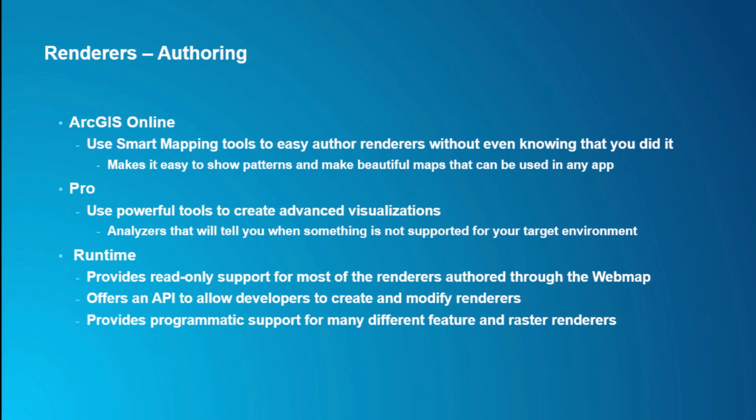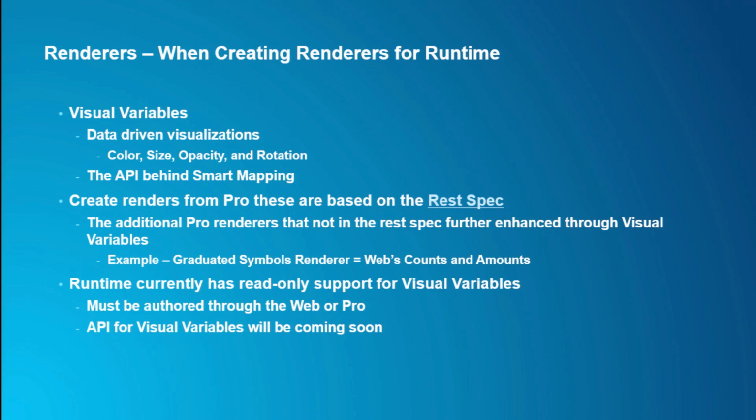And if you're going to be publishing a map to the web or creating a mobile map package, there's a set of analyzers that run that'll tell you if the particular renderer that you created is supported or not. In the runtime, you have read-only support for many of the renderers that come from the web maps. We offer an API that allows you to create and modify other renderers. And we also give you programmatic support for raster renderers.